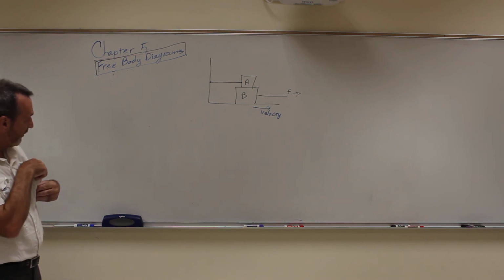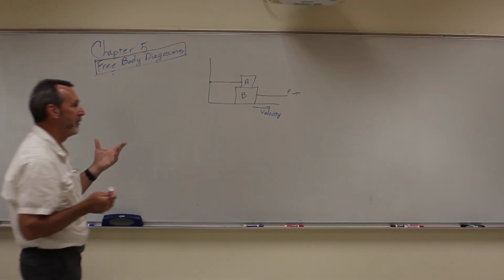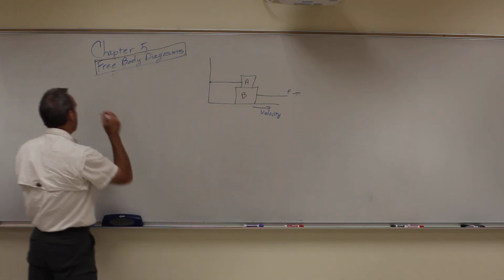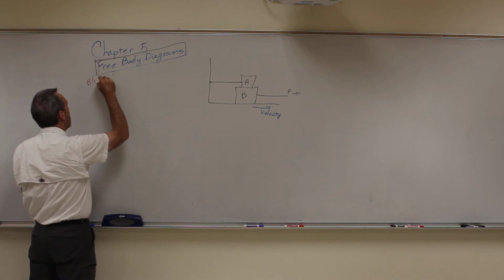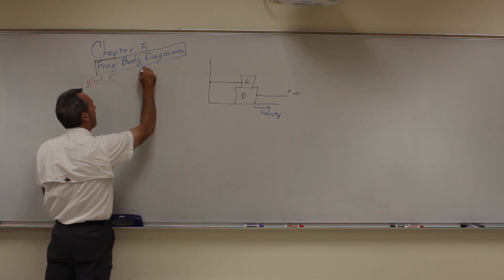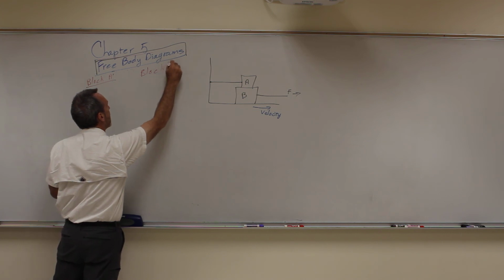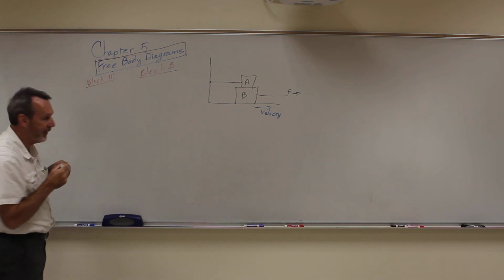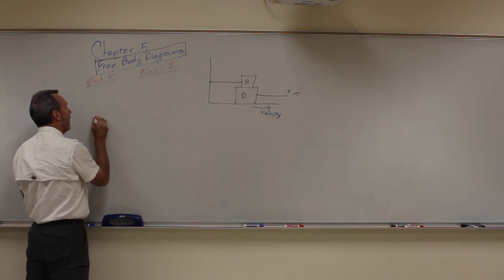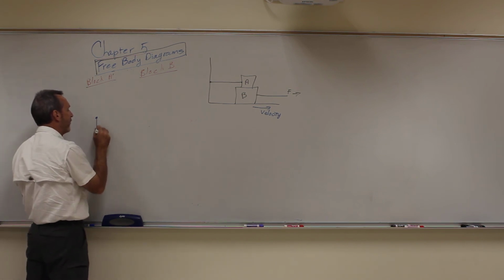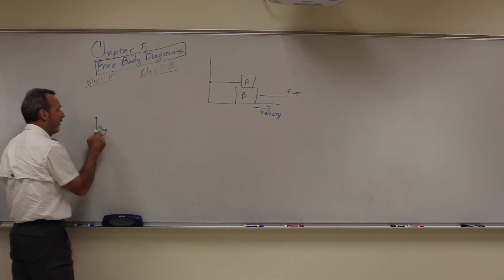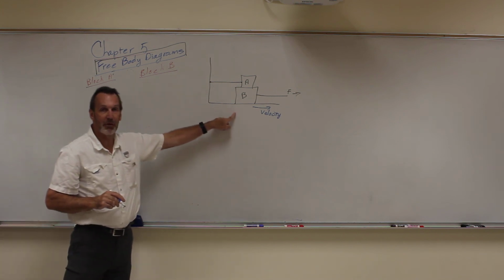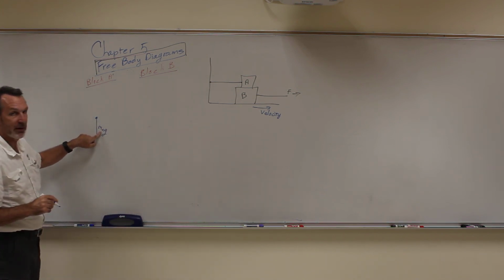But to solve this, I have to have free body diagrams. I need a free body diagram for both block A and block B. So I need two free body diagrams. So block A and block B. So block A, here, what forces? Well, I always have gravity, so I have MAG. Notice I had to put the subscript A there, because we're going to have another free body diagram, we're going to have MB. And so that becomes critical.